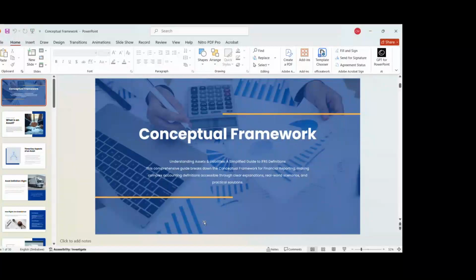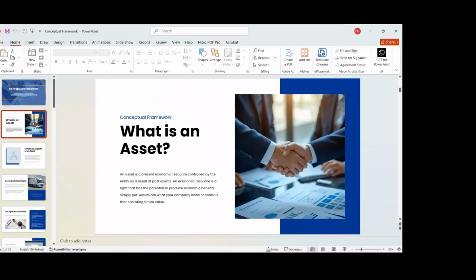Conceptual framework, you just need to understand what's your asset and what's a liability. So it's a guide. In basic terms, I'm borrowing it from the standard, in simple terms, what an asset is. An asset, from the definition in the conceptual framework, is a present economic resource controlled by the entity as a result of a past event.